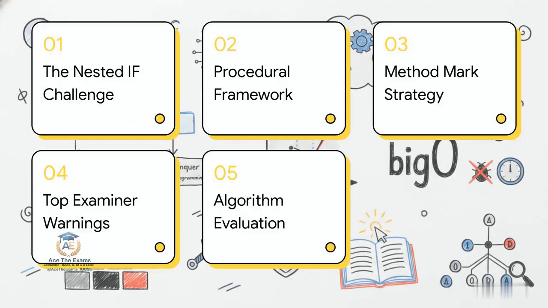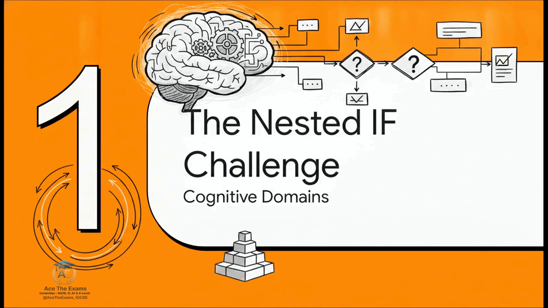So, to ensure you secure those top marks, here is our roadmap. We'll start with the nested if challenge, then look at the procedural framework, unpack the method mark strategy, reveal top examiner warnings, and finally, evaluate algorithm quality. Let's jump right in. Section 1. The Nested IF Challenge and Conquering the Cognitive Domains.